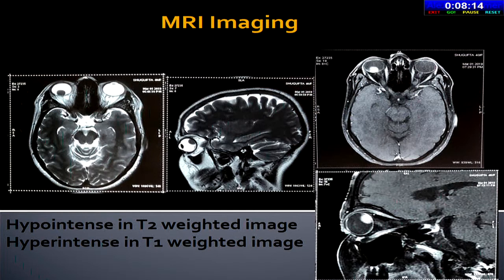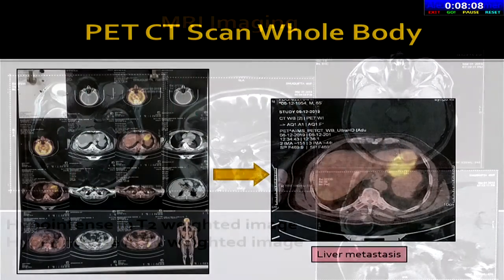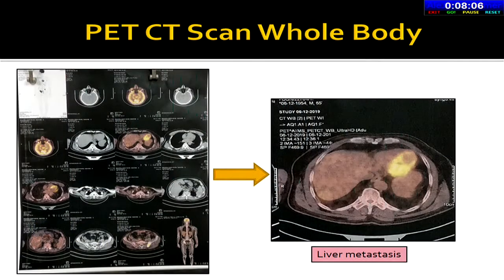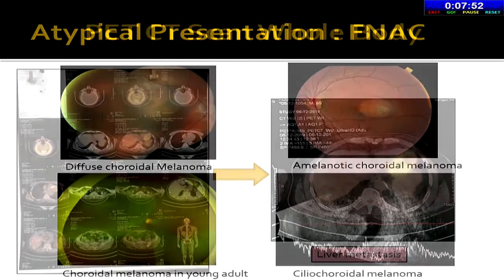Sometimes MRI is another important imaging tool, for looking for extraocular growth and also optic nerve involvement, where you find hypointense on T2 weighted images and hyperintense on T1 weighted images. PET-CT scan is another important tool to rule out any distant metastasis, where the liver is the most common area to find metastasis. So it's very important to rule out any systemic metastasis before you carry on with your management.